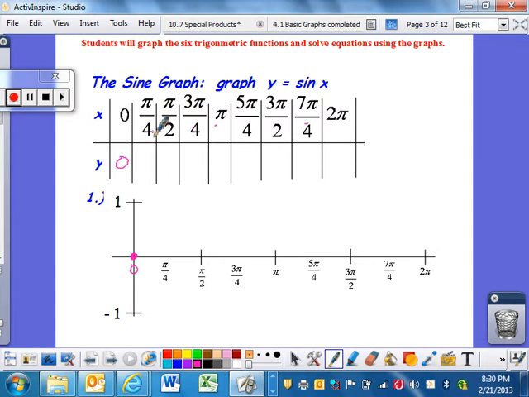So let's keep going. I'm going to jump to the ones that I think make the most sense to you. Pi over 2, that's straight up. What's the y value at pi over 2? Well, I know that it's 1. What's the y value at pi, or straight to the left at 180 degrees? I know that's going to be 0. What's the y value straight down at 3 pi over 2? That's -1. And what's the y value back at 2 pi?